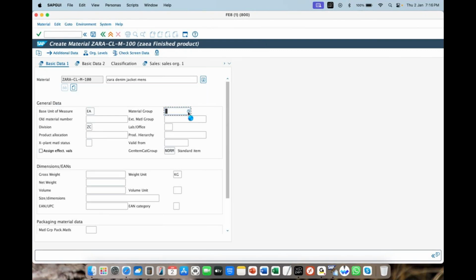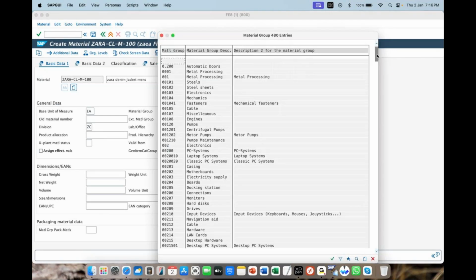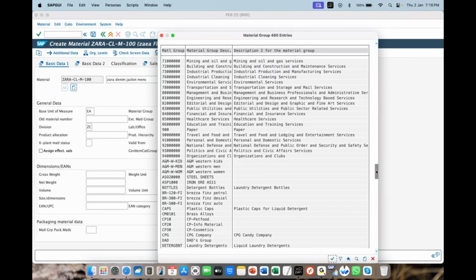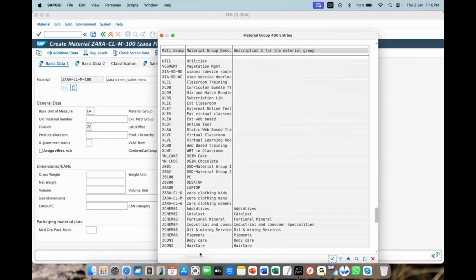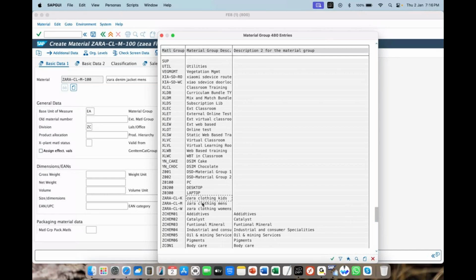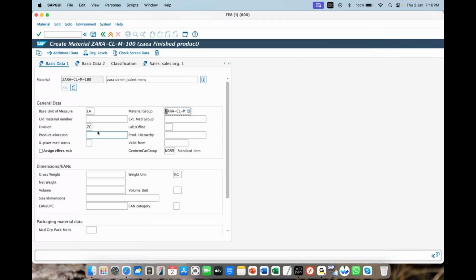So, grouping. Within one division, when you want to come up with sub product lines, we go with grouping here. That's the concept. So, what groups did we make? We made Zara clothing kids, clothing men's. So, I take men's here. So, that's how your clothing is a division. In that, whatever description you have given should match with the material grouping. That's how both are interrelated.